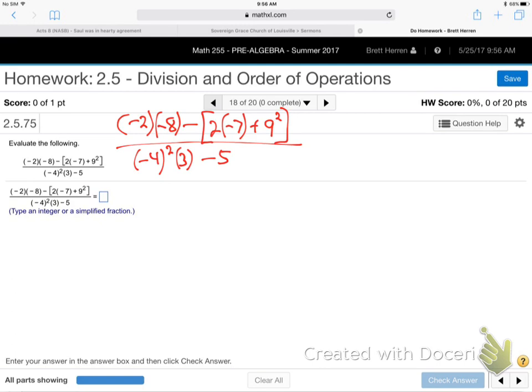Adding and subtracting is last. Keep that as your mantra.